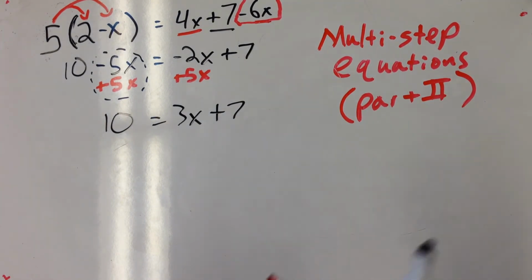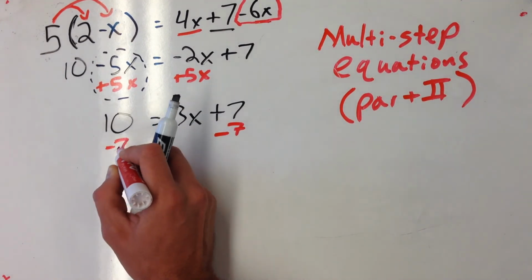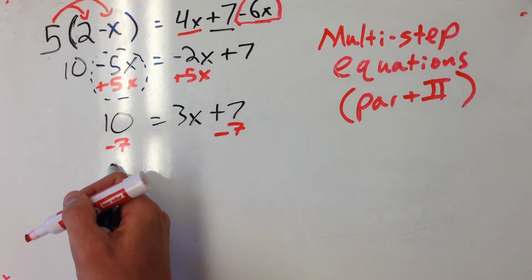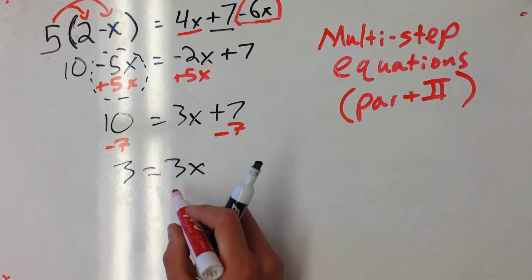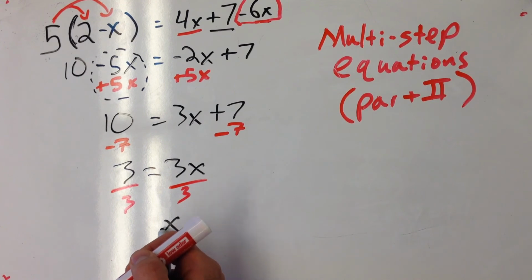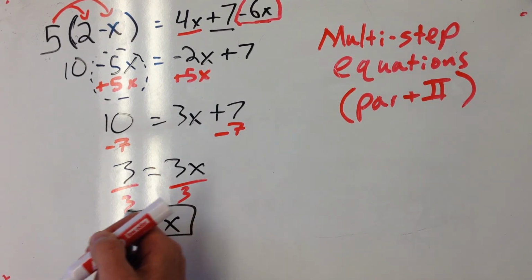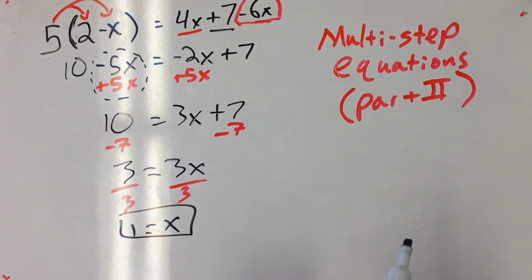Now I'm back to that nice spot where it's one-step equations. I'm going to subtract 7 from both sides, and I'm going to get 3 equals 3x, because I always take care of that addition and subtraction first, and divide both sides by 3, and I'm going to get x equals 1. All the way back here, I could have added 2x to both sides, and I would have got the exact same answer. As always, when you're solving equations, if you plug it back in, you should get the right answer. It's a great way to check your work.